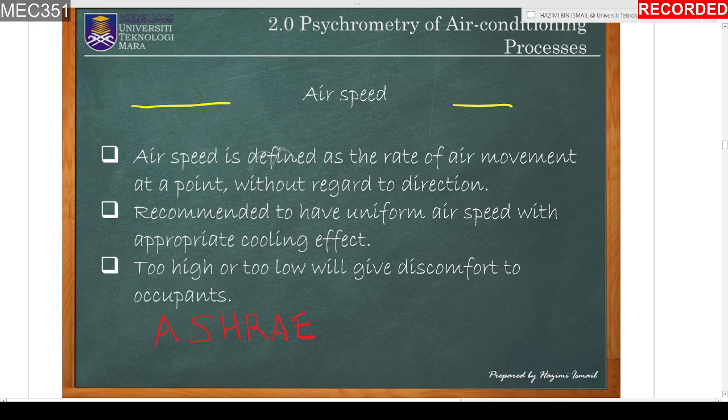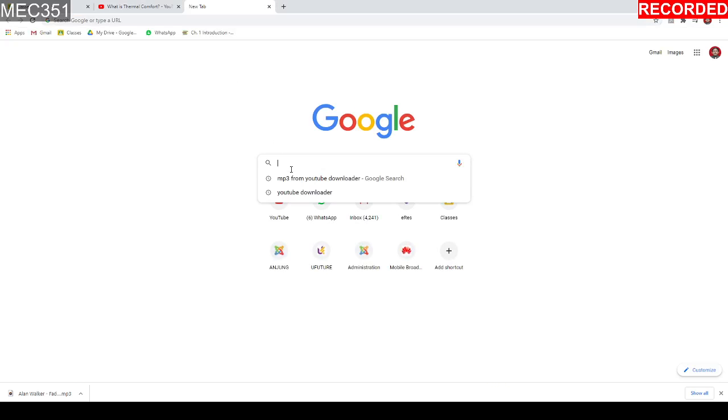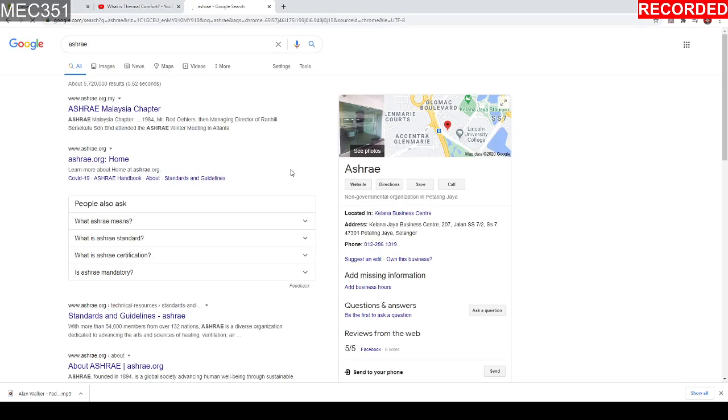ASHRAE. This is American Society of Heating, Refrigerating and Air Conditioning Engineers. Okay, you can try to Google ASHRAE if you want to know more about them. We also have a branch in Indonesia.